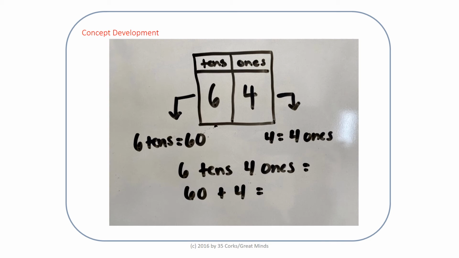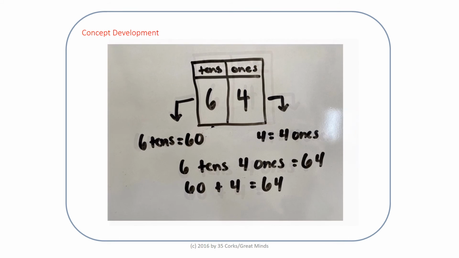So this is what I'm saying. 6 tens, 4 ones equals 60 plus 4 equals. What does that equal? Good, it equals 64. We're going to try it again.